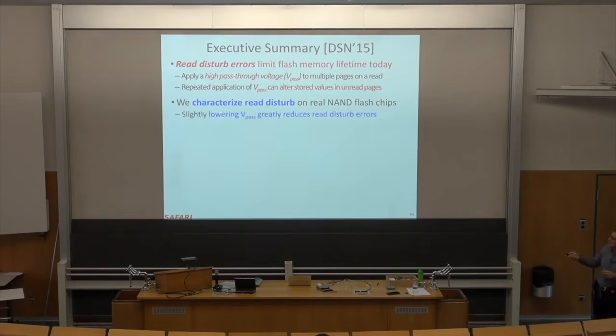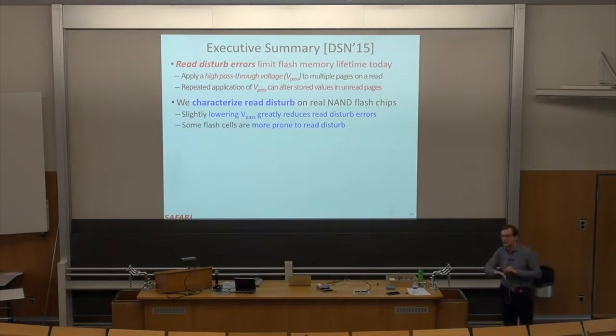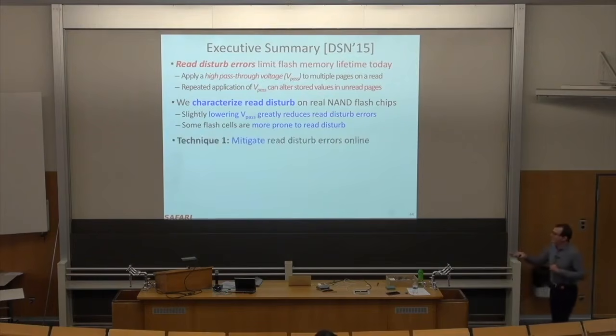One is the observation that if you slightly lower this pass-through voltage, you greatly reduce the read disturb errors. So if you can get away without applying this very high pass-through voltage, you can reduce the read disturb errors. And also, some flash cells are more prone to read disturb. Some flash cells are less prone. If you can identify the cells that are more prone versus less prone, you can do much better error correction or error recovery if your ECC fails. So we're going to look at two techniques.